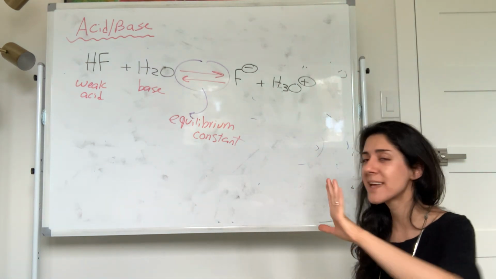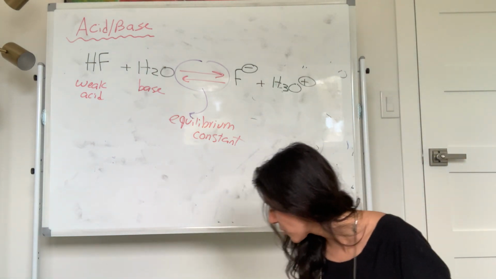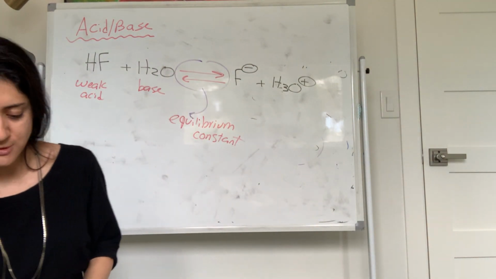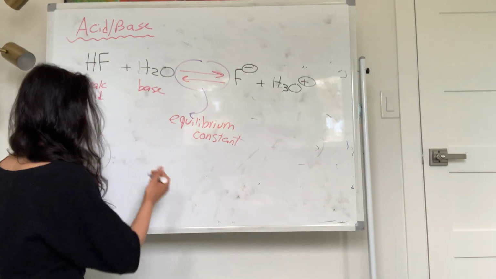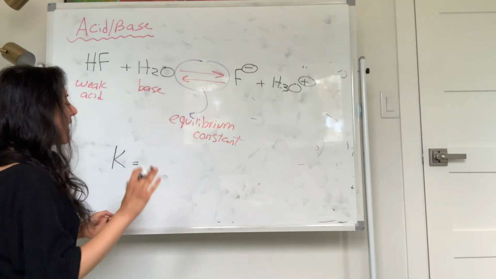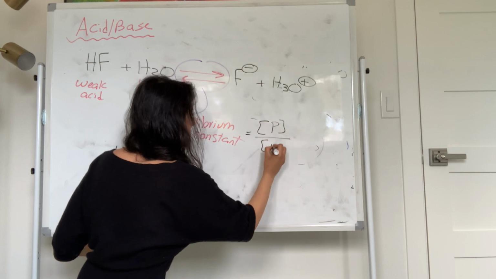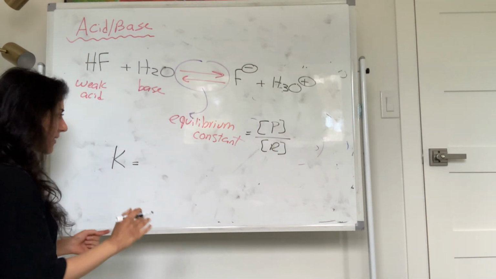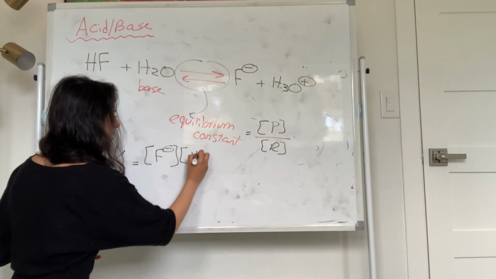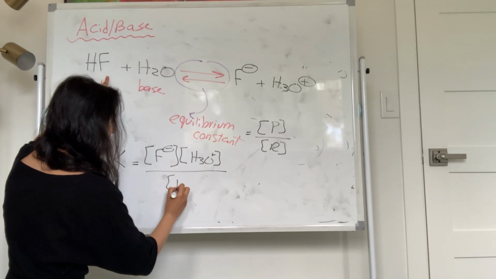And the equilibrium constant is the same as before. It's product over reactant. So, we are going to write an equilibrium constant for this. K for the equilibrium constant. The equilibrium constant was what? Concentration of the product over concentration of the reactant. Do you remember that? Okay. So it would be the concentration of F minus times the concentration of hydronium over the concentration of HF.